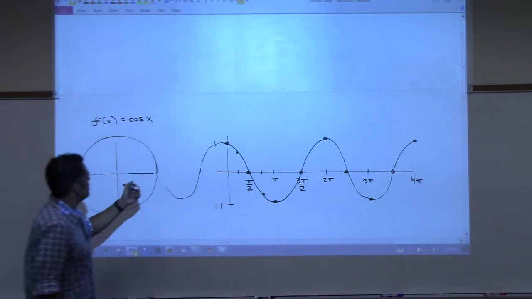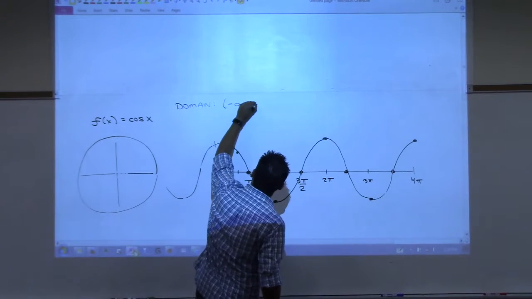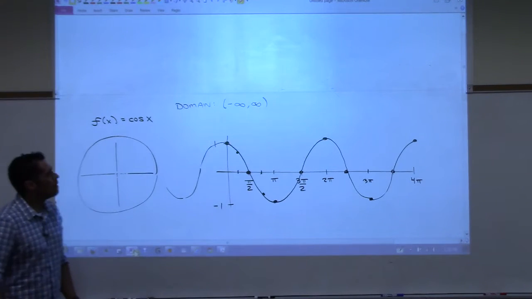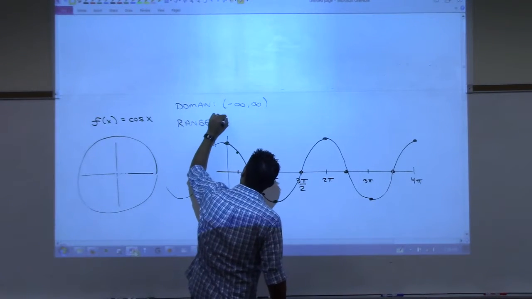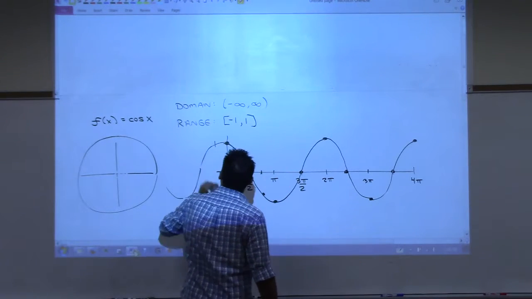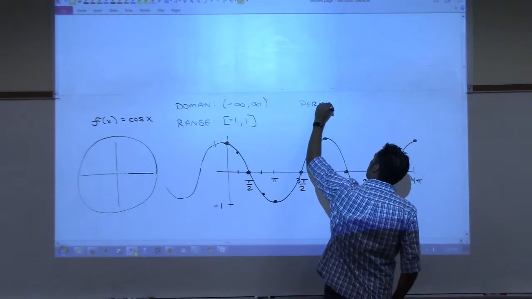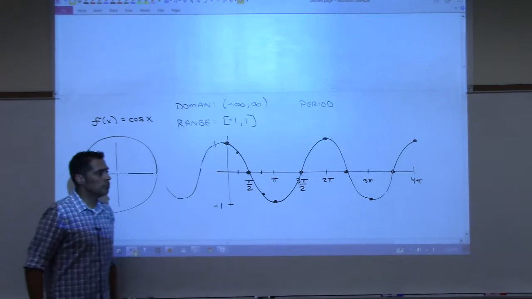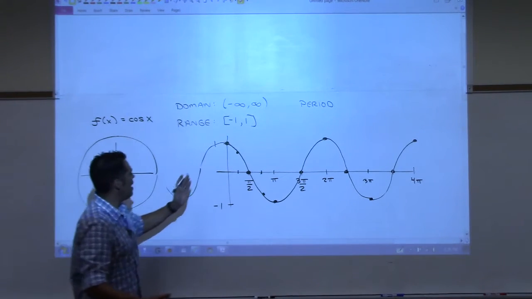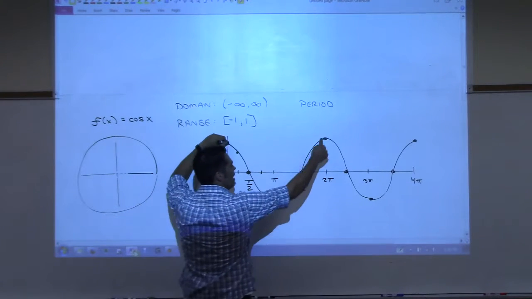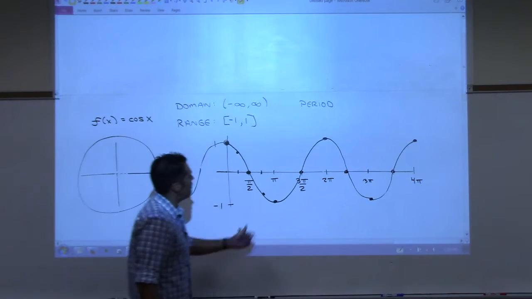What is the domain of this? All real numbers again, so negative infinity to infinity. And the range? Negative 1 to 1. And then what about the period? The period is going to be... What's the distance between where it starts to repeat itself? 2 pi again, right? Look, highest point, distance there is 2 pi. So we get 2 pi for the period.